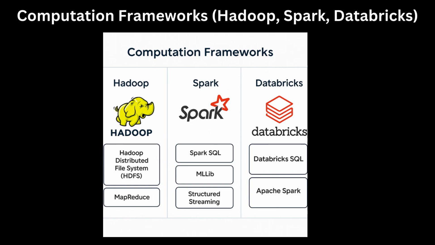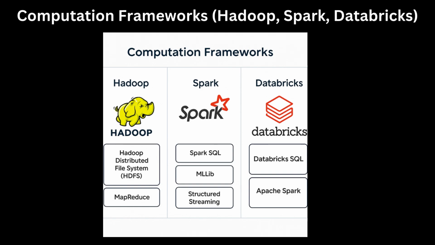Enter Apache Spark, a game-changer in big data processing. Unlike Hadoop, Spark performs in-memory computation, drastically increasing speed and efficiency. It supports not just batch processing, but also real-time data streams, machine learning, and graph processing, all in one unified engine.